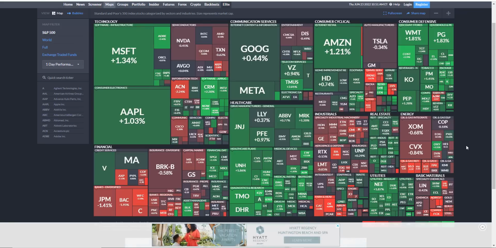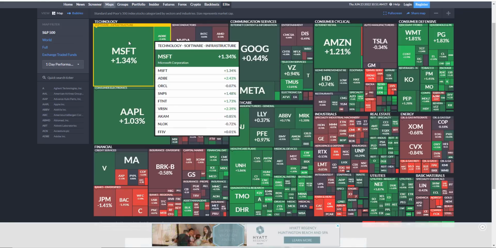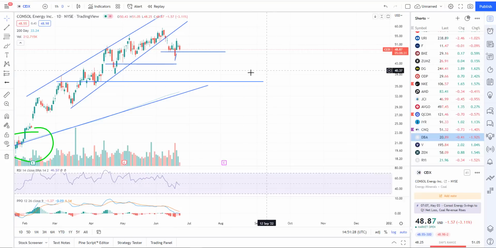And that makes sense because here's the thing. Tech has sold off a bunch, and the commodities have been the winners, and tech has been the losers. So we're seeing some rotation. I think that's going to continue for the next couple weeks, maybe even months.